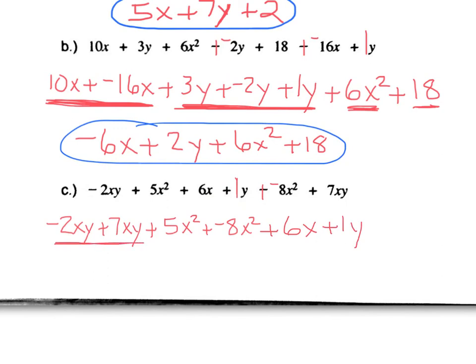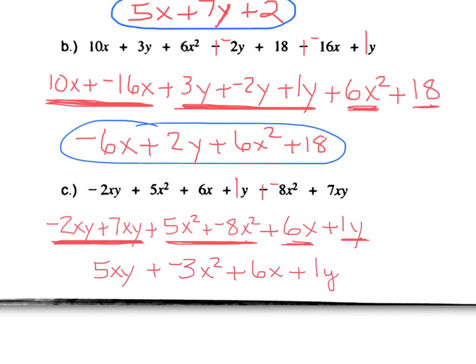So here we go. Like terms. Negative 2, think of them as apples plus 7 apples. That'd be 5 apples, but now instead of apples, they're xy. Next, 5x squared plus negative 8x squared. That's like 5 bananas and then lose 8 bananas. You'd be behind by 3, so negative 3 bananas, but they're x squareds now. And then your 6x. And then last but not least, 1y. And I believe that is my final answer.